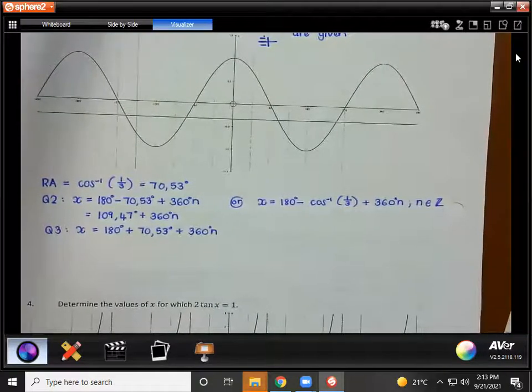Now guys, I'm using n again, but I already said what n represents, so you don't have to write n element of z every time, okay? You just write it once. It's like your special triangles, basically. Once you have them there, you don't have to write them again.